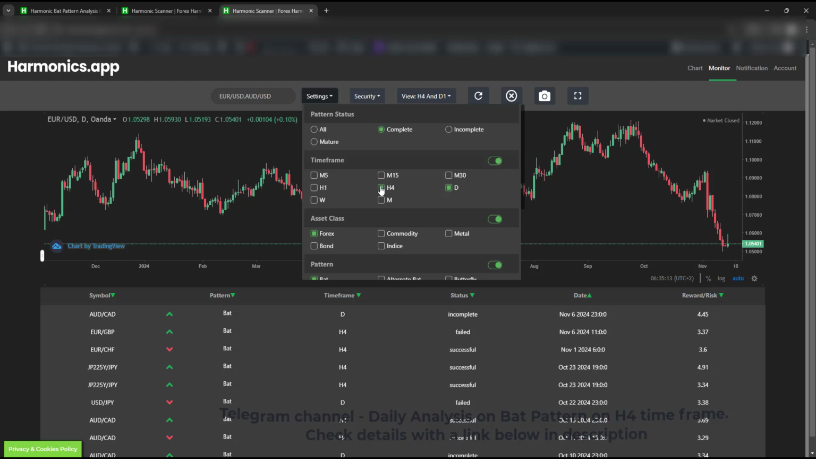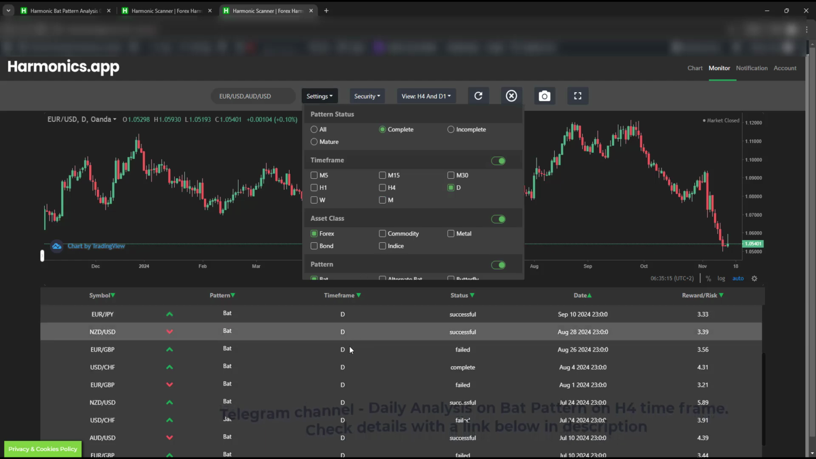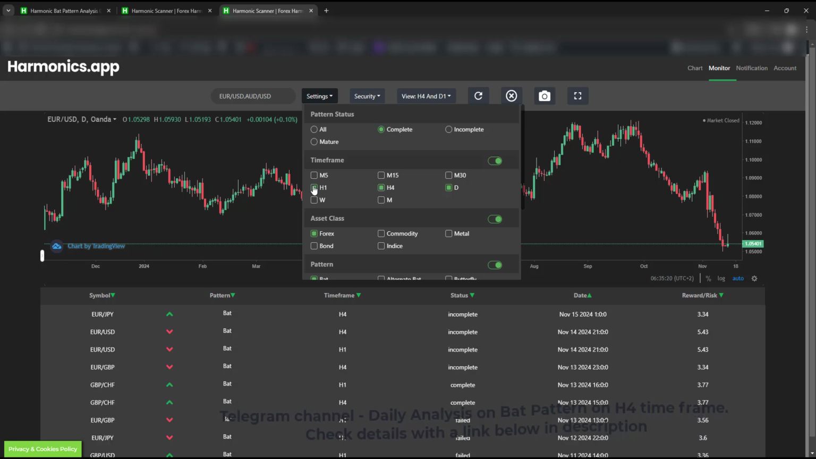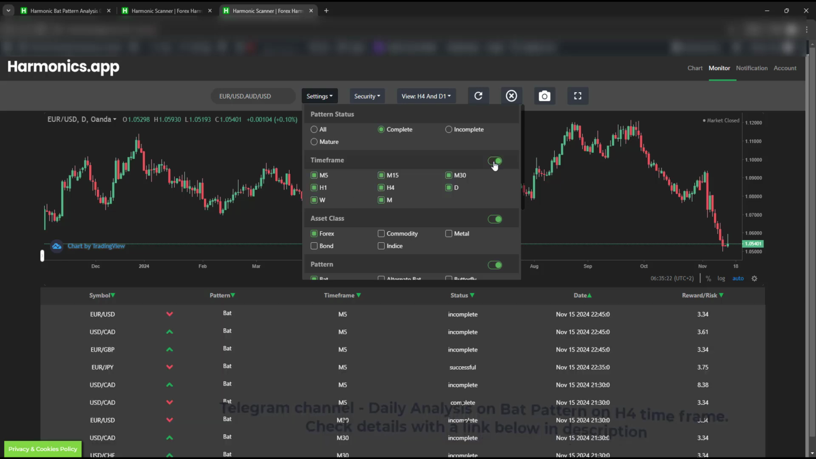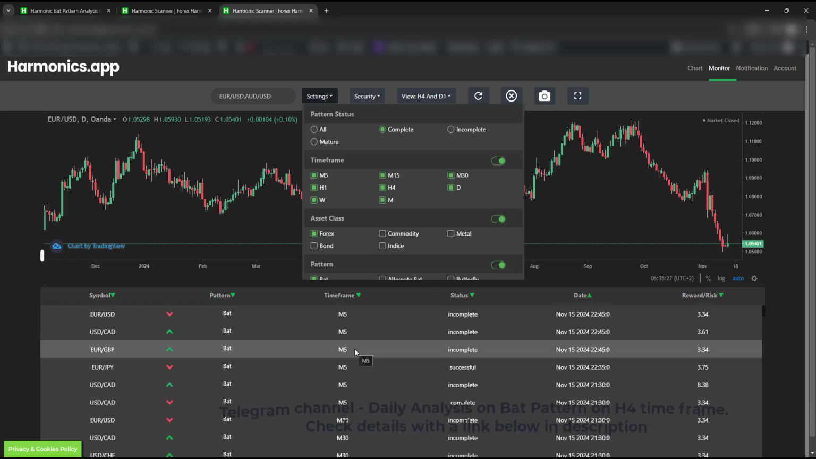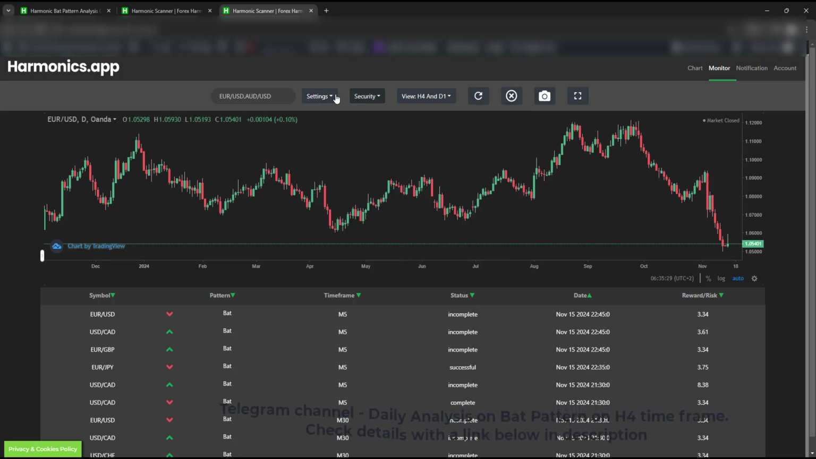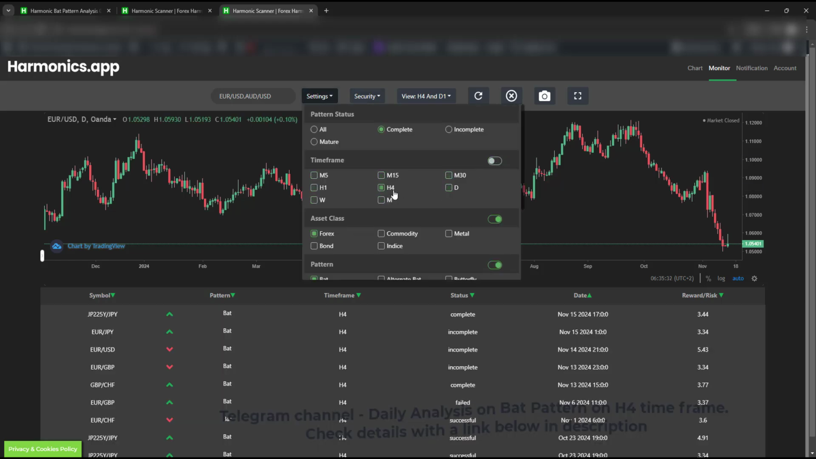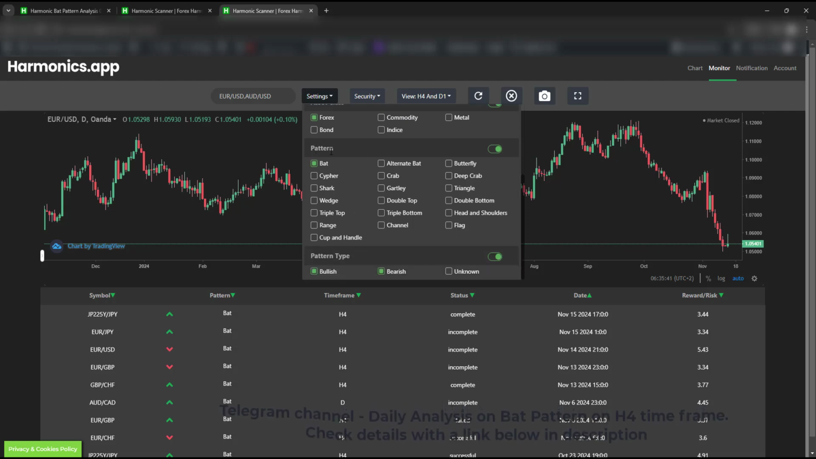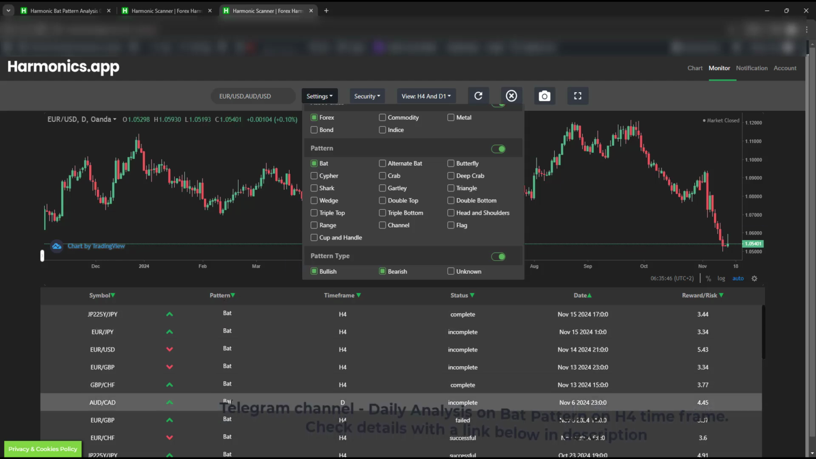If you would like to cancel one, simply click on it and you will have only daily, because it's the only one selected. If you would like to add more of them, simply click on them, or activate all of them or deactivate all of them, and you will see the table populating immediately with the data. I will leave only the 4-hour and daily time frames because these are the time frames I'm watching. Then you have asset classes, which means forex, indices, commodity, or you can also select which patterns. I have selected only to watch the bat pattern, which means the pattern is in this column.